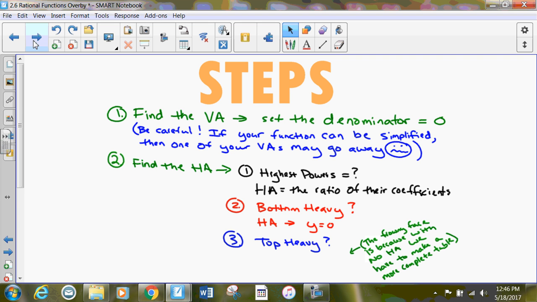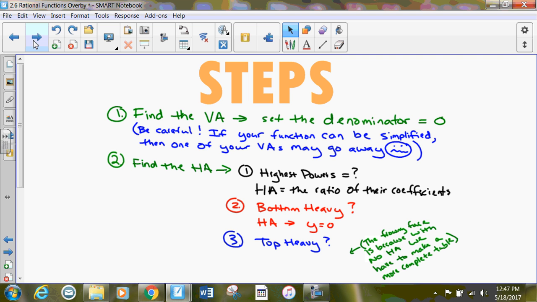All right, so the steps. Steps to graphing a rational function. First, we're going to find the vertical asymptote by setting the denominator equal to 0. And be careful, if your function can be simplified, then one of your VAs may go away. We haven't seen that yet. We may see that in an example coming up.